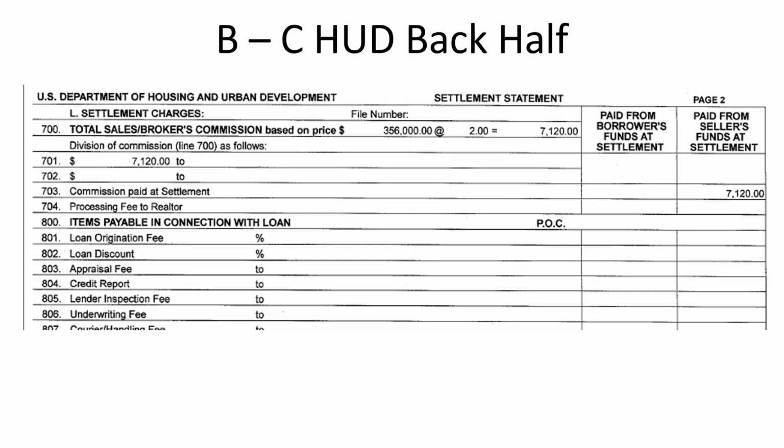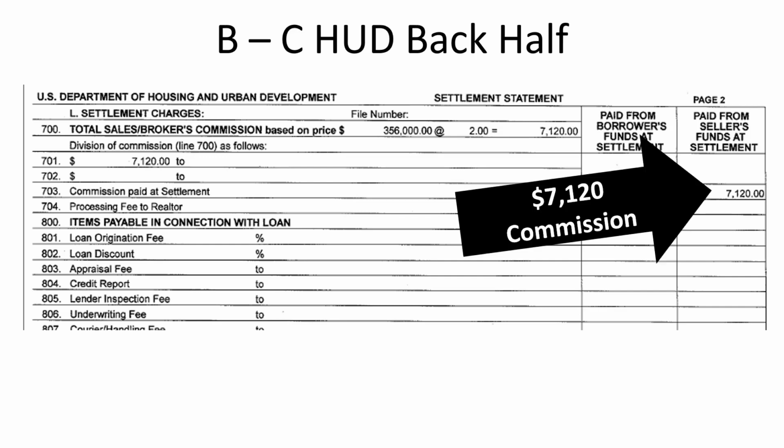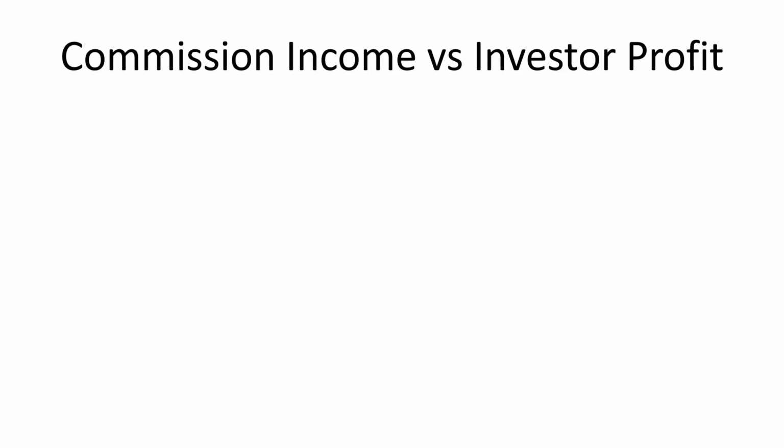Now, this is the top half of the B2C HUD on the backside. And this is the part that, again, I mentioned is most important to realtors. It's their commission page. In this case, a buyer's agent brought the end buyer and got a commission of 2%, or $7,120.